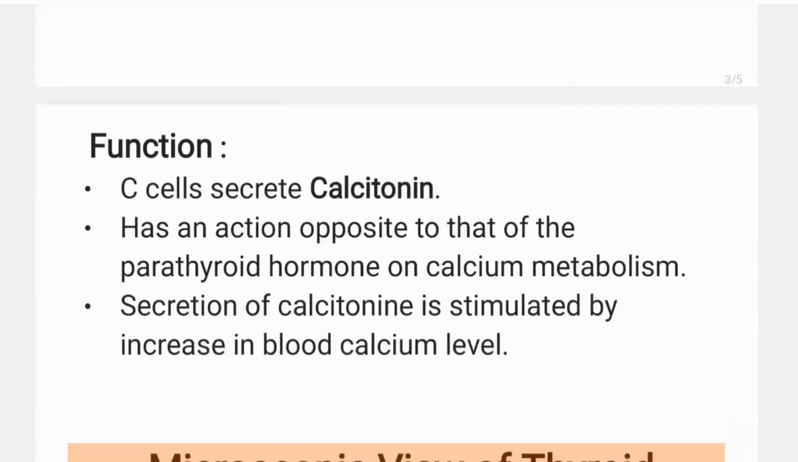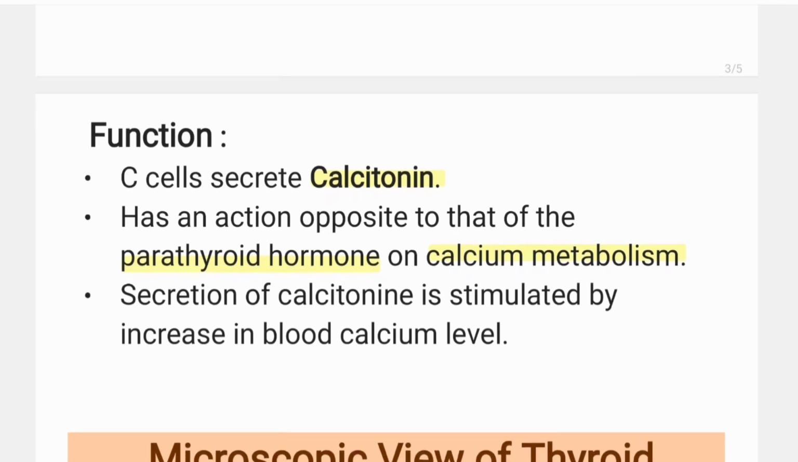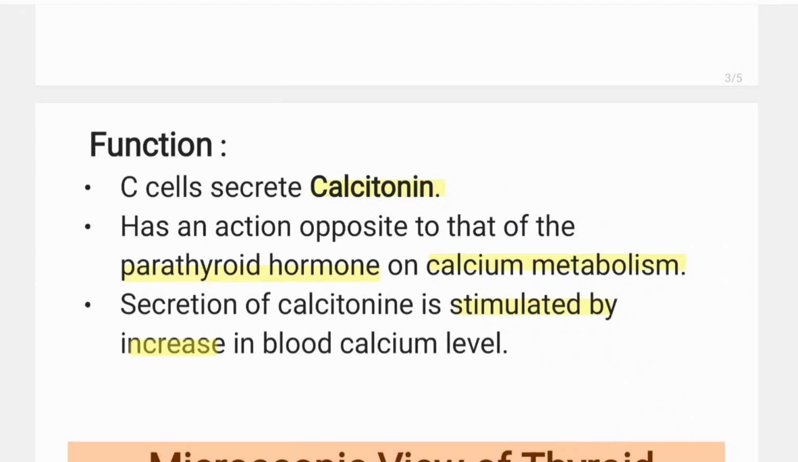Now what is the function of these parafollicular cells? These parafollicular cells, or the C cells, secrete a hormone, that is calcitonin. Calcitonin has an action opposite to that of parathyroid hormone on calcium metabolism. The parathyroid hormone is secreted from the parathyroid gland. Secretion of calcitonin is stimulated by an increase in blood calcium level. So what stimulates the secretion of calcitonin? The blood calcium level determines the secretion of calcitonin.